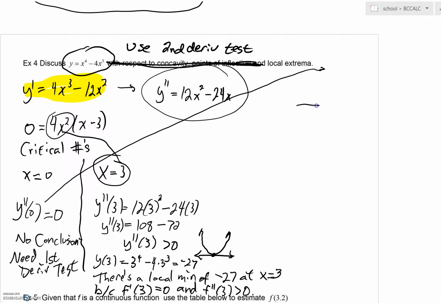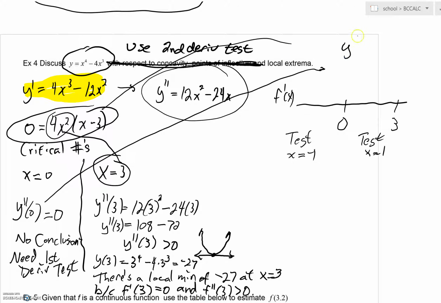However, as we're looking over here at x equals 0, I just want to test to the right and to the left of 0. We do need some help here with the first derivative test. The second derivative test, sadly, let us down. And what was f prime? Well, f prime, or y prime, if you would, was 4x squared times x minus 3. When you plug in a 1, x squared is always positive. 1 minus 3 is negative 2. So this is something negative. So f of x is decreasing here.